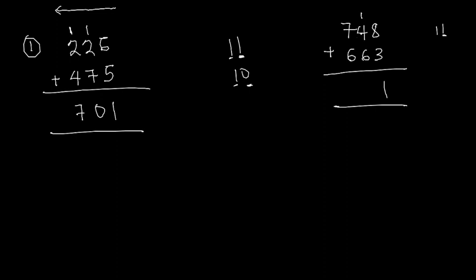So 1 plus 4 will now give us 5. 5 plus 6 will give me 11. So that 11, I write the first one, then I carry the second one onto the 100th column. So now I have 1 plus 7, which is now 8. 8 plus 6, that will give me 14. Because I don't have any number after these guys, I can write the total 14 over here. So my final answer becomes 1411.